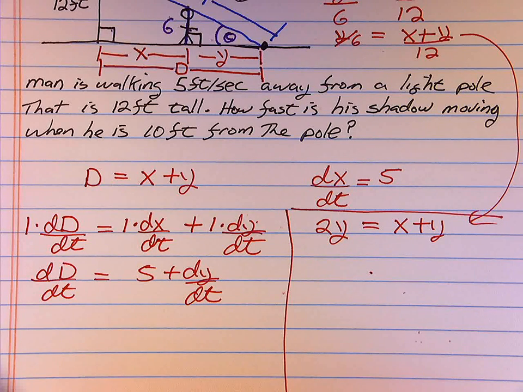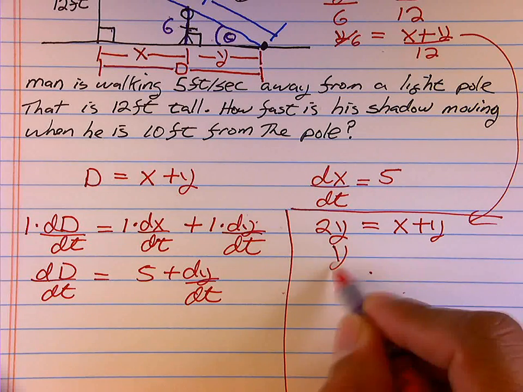I'm now going to take that equation. What am I trying to find? dy/dt. I need to solve this equation for y. So I'm going to subtract y from both sides. Y equals x.